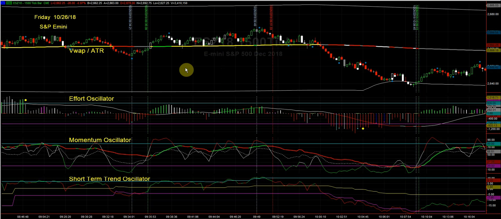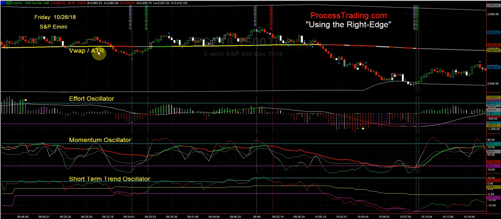Okay, what I'd like to do now is show you the system and the indicators that we use over at processtrading.com to analyze and trade the price action of the S&P E-mini futures. First of all, we use basically four indicators: the VWAP and ATR indicator, which is this line here, and then three other indicators: the effort oscillators, the momentum oscillator, and the short-term trend oscillator.